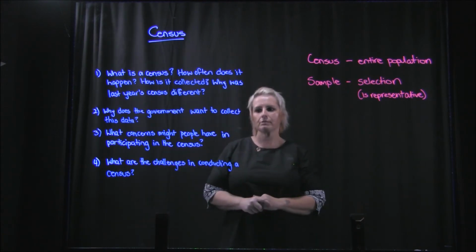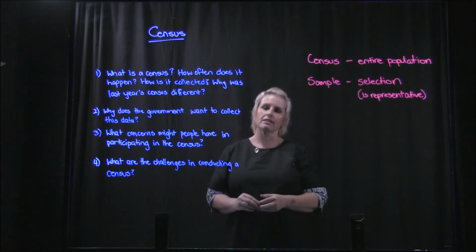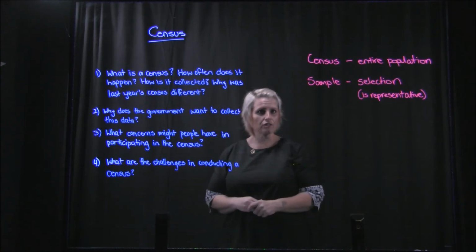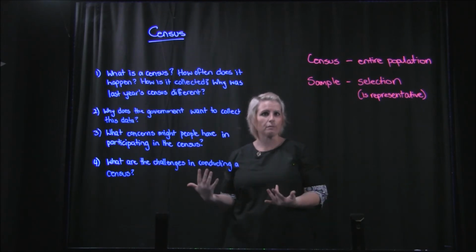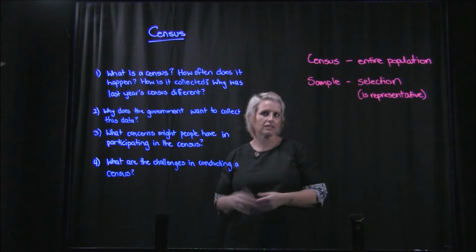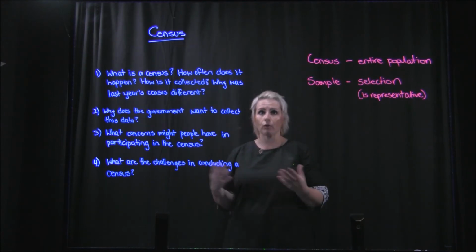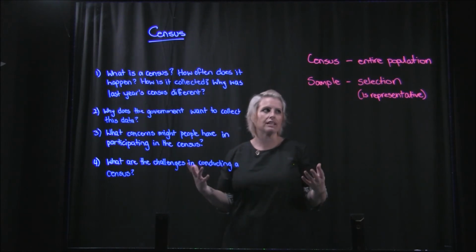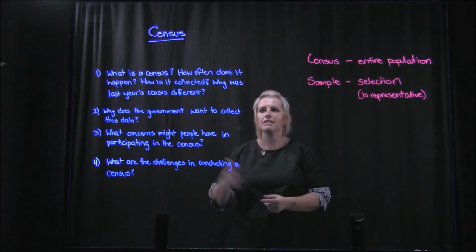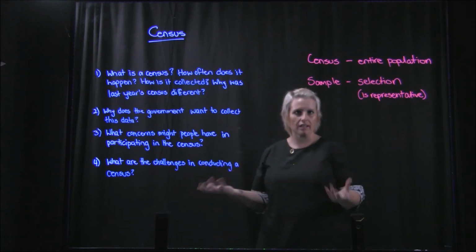Number 3, what concerns might people have in participating in the census? Okay, so it basically just comes down to the privacy of their information. They could be concerned about who is collecting their information, who has access to their information, where all of that information goes, and what's being done with it, where it's being stored, those sorts of things. But it is definitely about privacy and access to information.